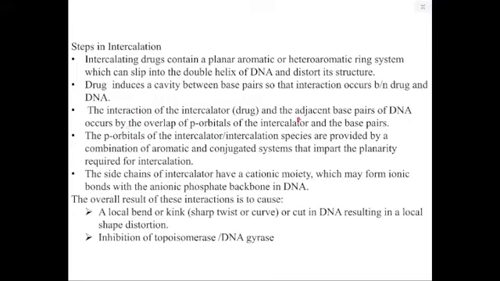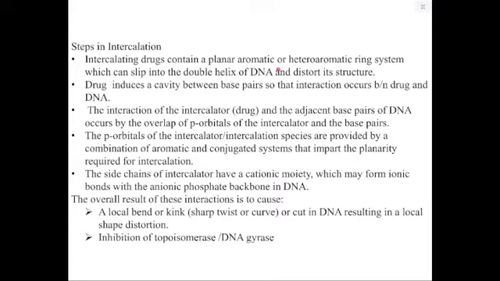The interaction of the intercalator drug and the adjacent base pairs of the DNA occurs by the overlap of p orbitals of the intercalator and the base pairs. As I have said, most of the p orbitals usually have one electron, and therefore they can allow for formation of covalent bonds. The p orbitals of the intercalator or intercalation species are provided by a combination of aromatic and conjugated system that impart the planarity required for the intercalation.